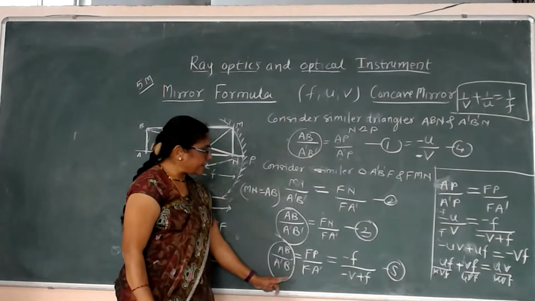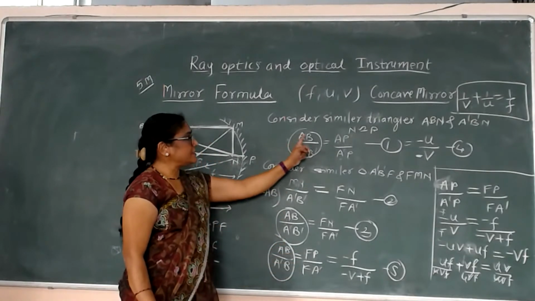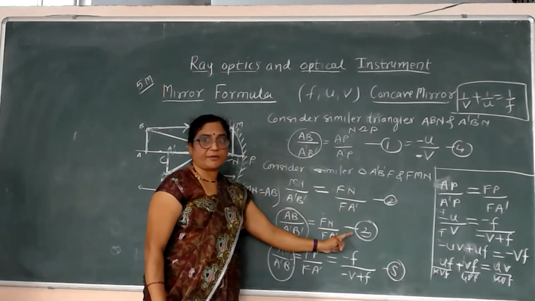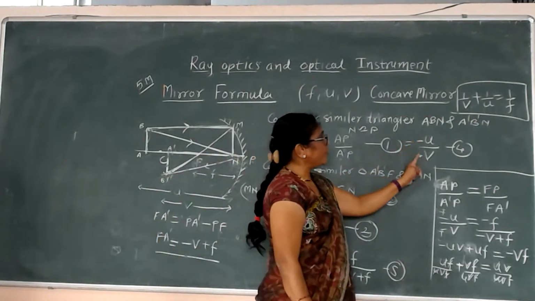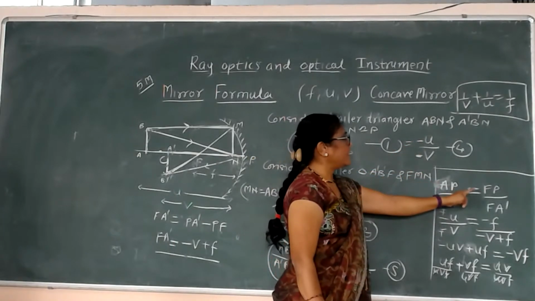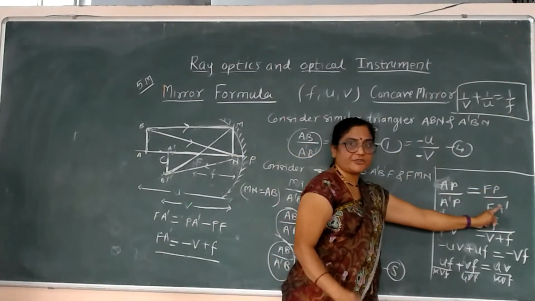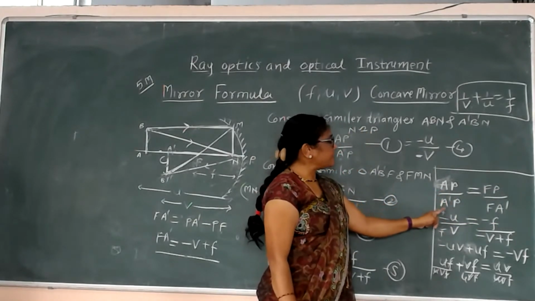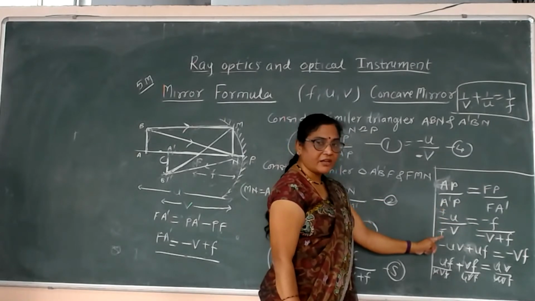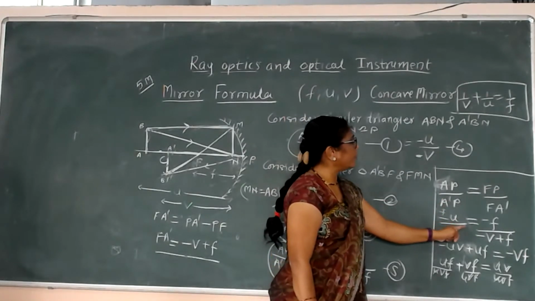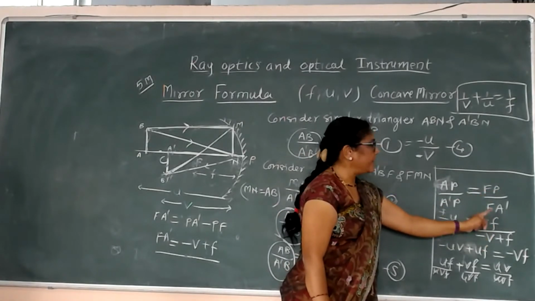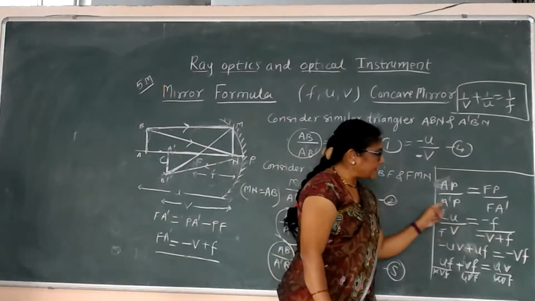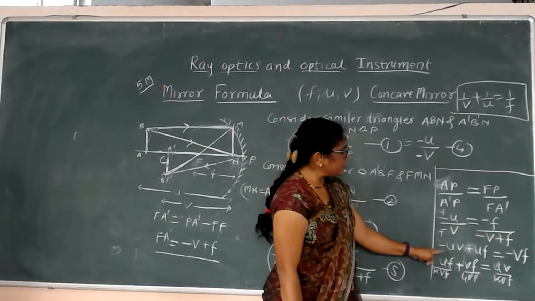So one side is the same, that is AB by A dash B dash is the same for equation 1 and the third equation. So the other side is also the same. So replace the values, that is U by V: AB divided by A dash B dash is equal to FP divided by FA dash. We got the value of AB is equal to minus U and the value of A dash B dash is the image distance, that is minus V. So minus U by minus V is equal to minus F divided by minus V plus F. Then cross multiply this equation. U into V minus UV.